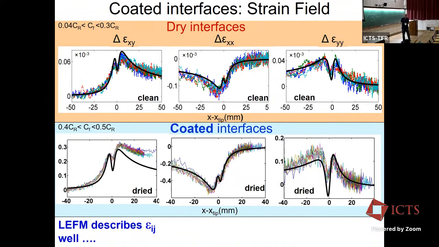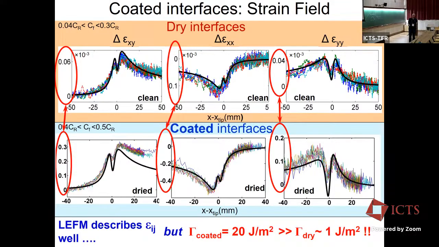Okay, but let's compare. So dry interfaces, we have the black lines over the wiggly color lines, and that's fine. This is LAFM. And also for these lubricated interfaces, we have more or less the same thing. So LAFM seems to describe the stress tensors. There's one big difference though. Look at the numbers. The fracture energy of this particular film is 20 times that of the dry film. Now, how the hell did that happen?